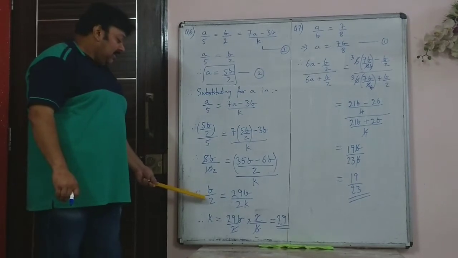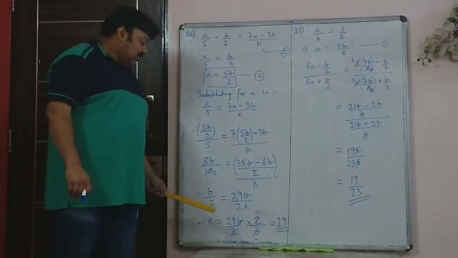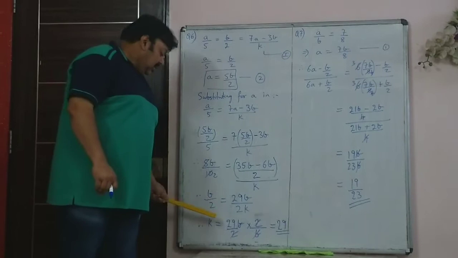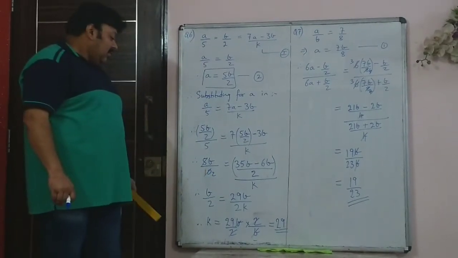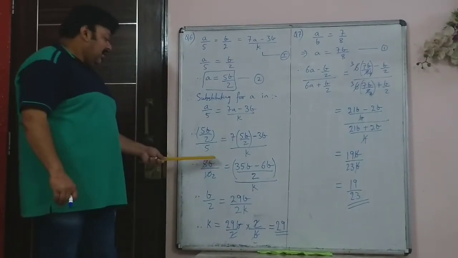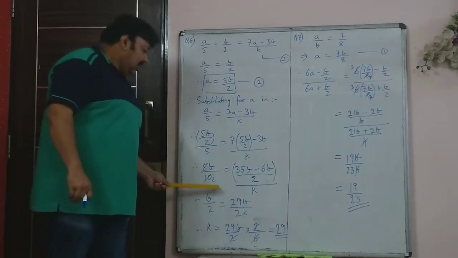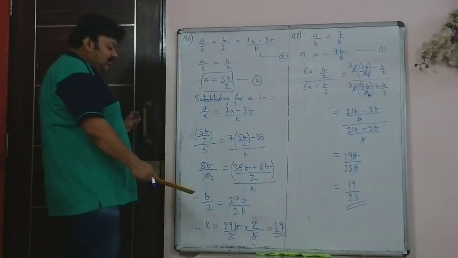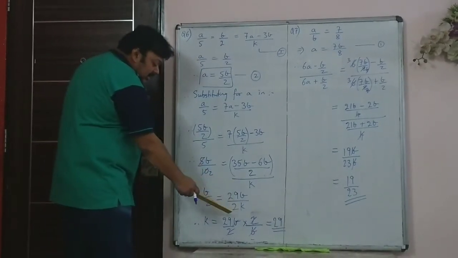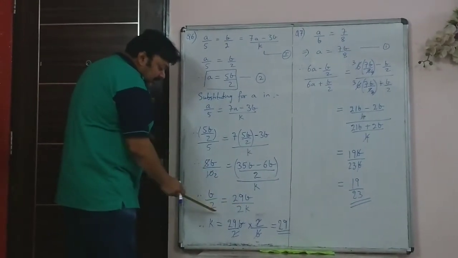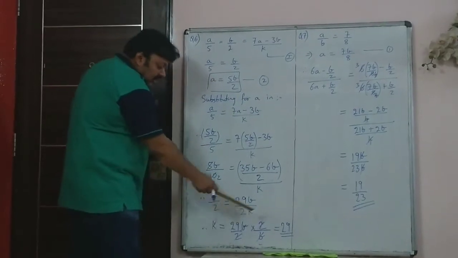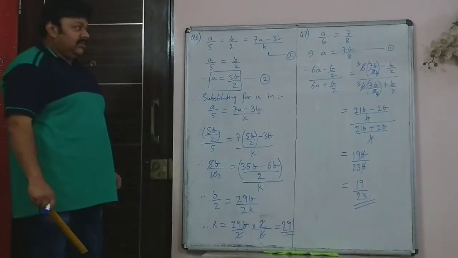So now here b, I will just cross multiply. I have to write what is the value of k. So I am getting k on this side and all the other terms, that is b on the denominator and 2 on the numerator. So it will become 29b upon 2b into 2. So k will come out to be 29.